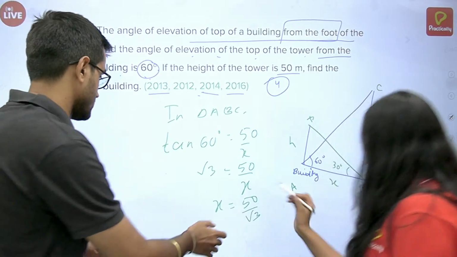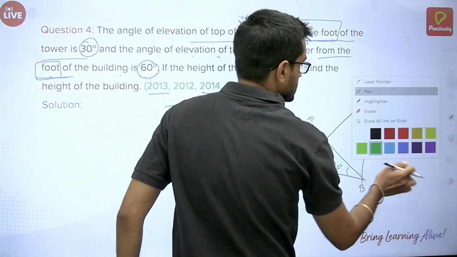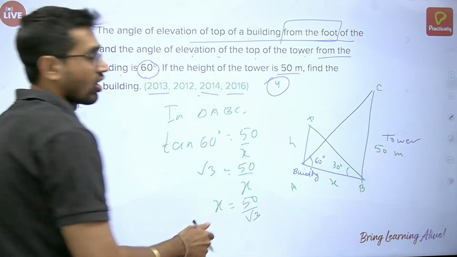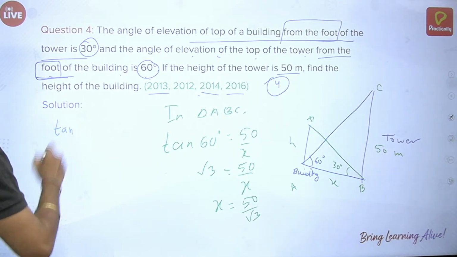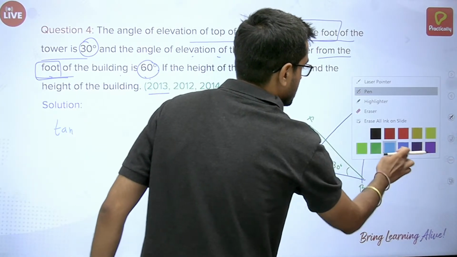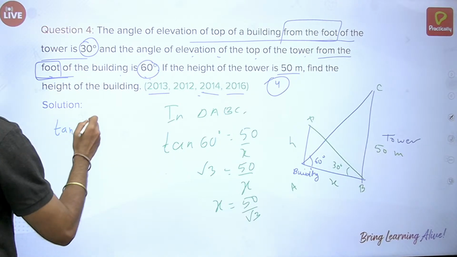Now give it to me, I'll do it over there. So you people have solved for this one. Now let's solve for the green one also. See, it is 30 degree. So if I apply tan, sorry, this is right. So let's say tan 30 degree.